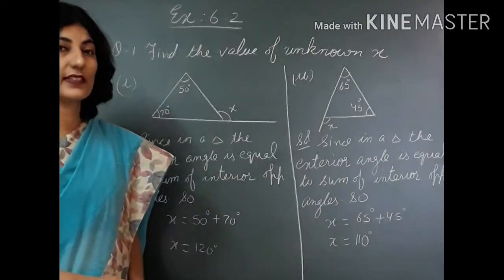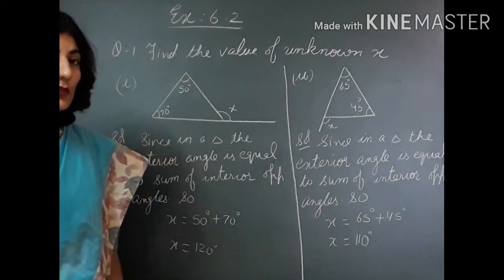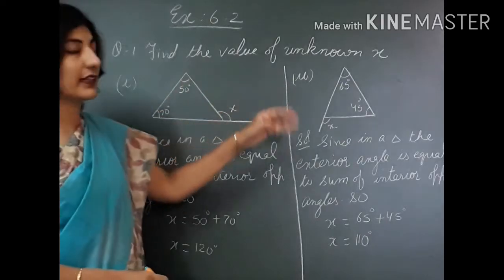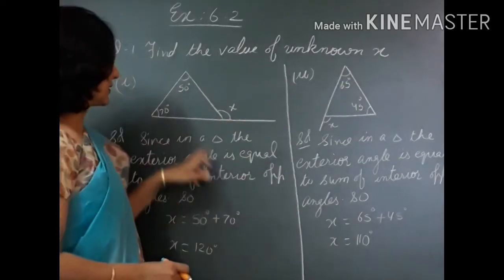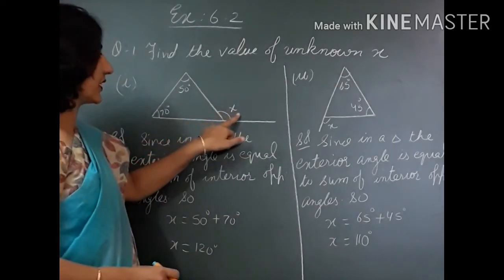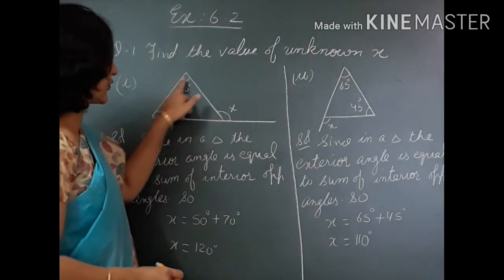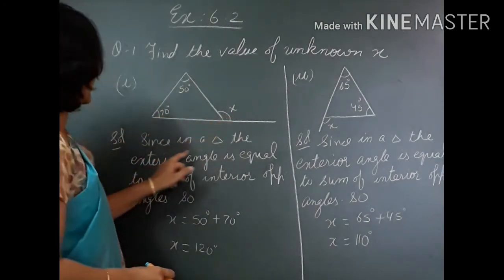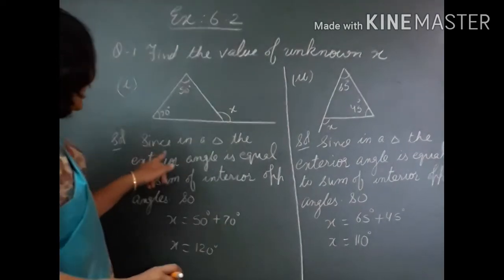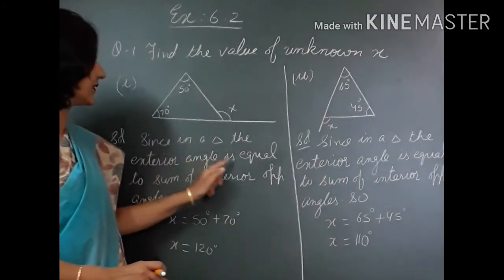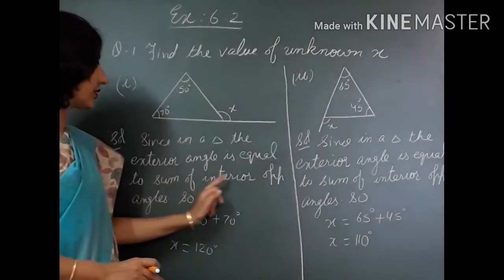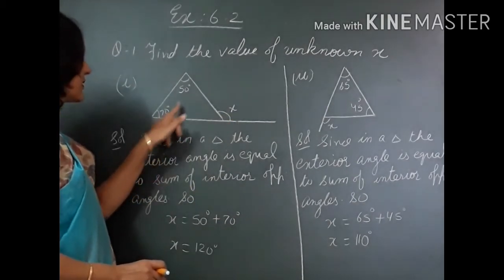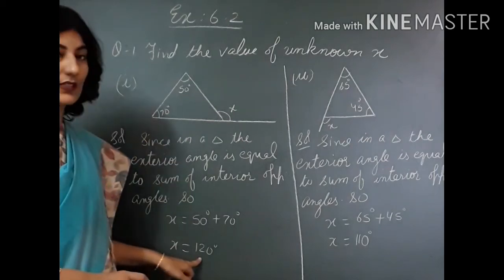Let us start exercise 6.2. A few parts I will do for you and the remaining you will do yourself. First question is, find the value of unknown x. Here the figure is drawn. This x you have to find. This x is the exterior angle for this triangle. So to find this value of x, we will use the property. First of all, you will write the property. Since in a triangle the exterior angle is equal to the sum of interior opposite angles, so x equals 50 plus 70, that is 120 degrees.